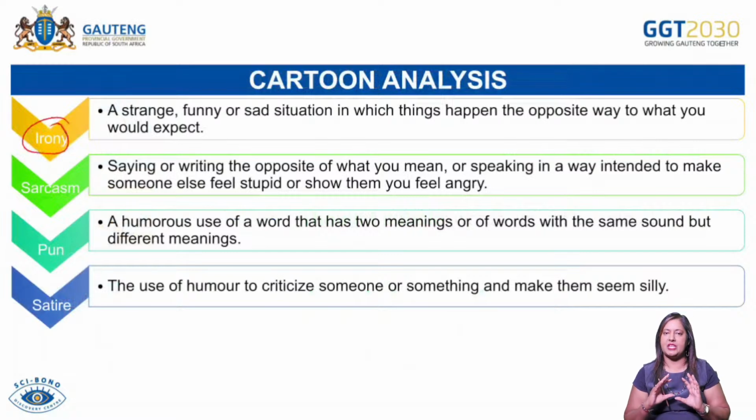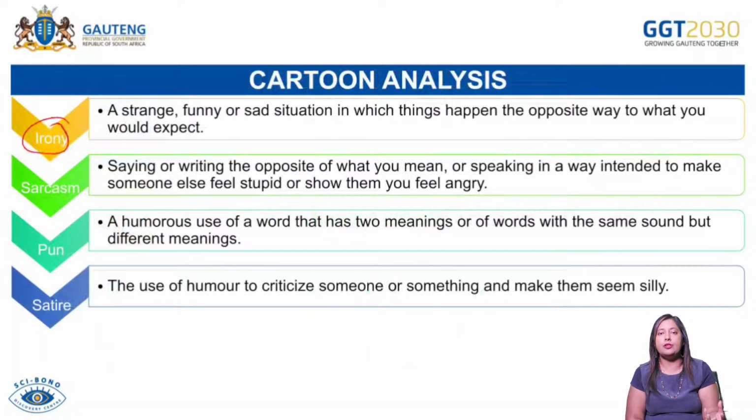Remember, this is just definitions given to you. You're going to take the definition and use it to understand the text. Do you see a strange or a funny or a difficult situation being showcased here in the text? All right, in which things are happening in the opposite way to what you would expect. So you would have an image there in the cartoon and you're kind of predicting what would happen. But then the opposite happens. Can you see the irony there?